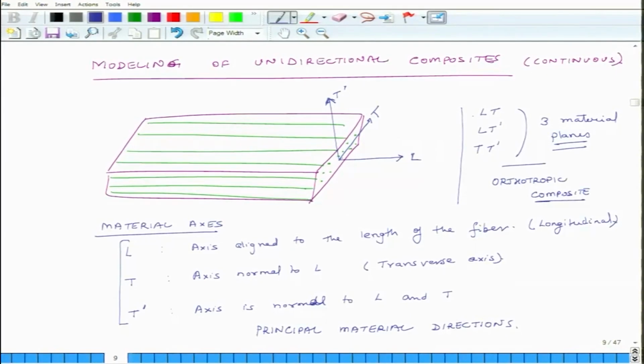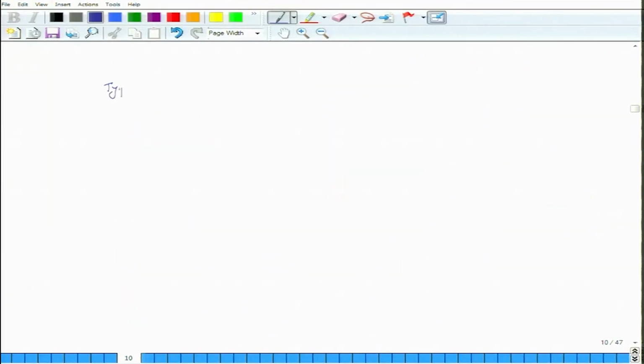Because it has material symmetry in the LT plane, it has material symmetry in the LT prime plane and it has material symmetry in the TT prime plane. Typically, each layer of composite, when you actually make it, is not a whole lot. Typical layer thickness.